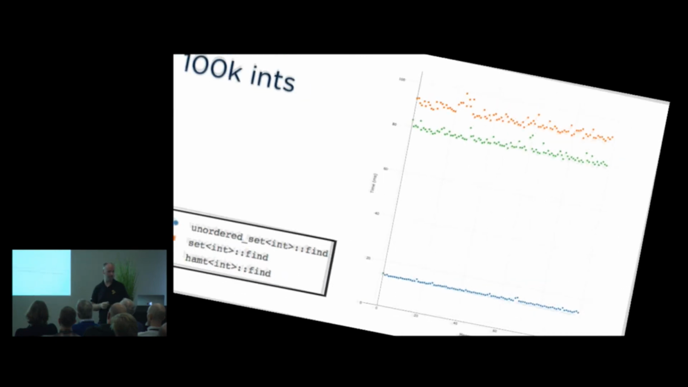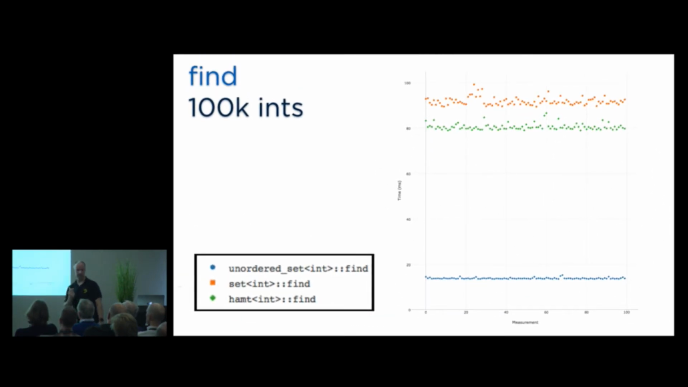All right, so let's look at lookup. So the same 100,000 integers, but now we're doing a find. Now the blue at the bottom is still unordered_set, still the winner, but the orange on top is std::set. So green is now beating that. So we're getting closer. We're starting to get there, but it's still closer to std::set rather than unordered_set. So not quite meeting that claim yet.